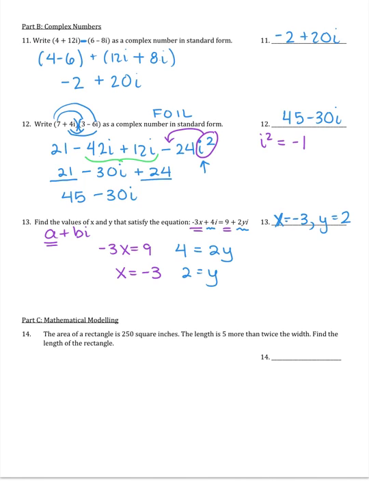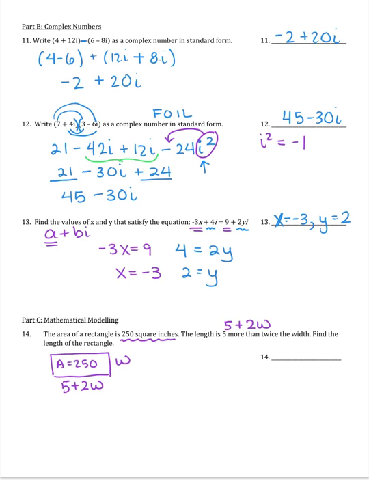All right, so that's your complex part. And now we get into the word problems. All right, so we have a rectangle. The rectangle has an area of 250, and we know area is base times height, or length times width. So the length is 5 more than twice the width. So 5 more than twice the width, and the width then would be w.